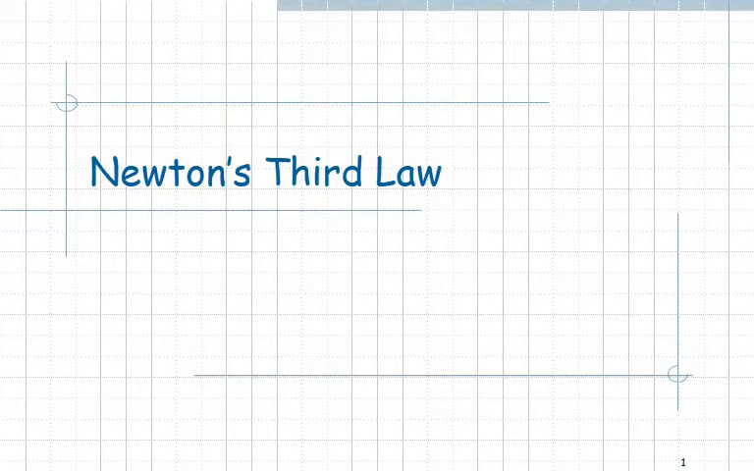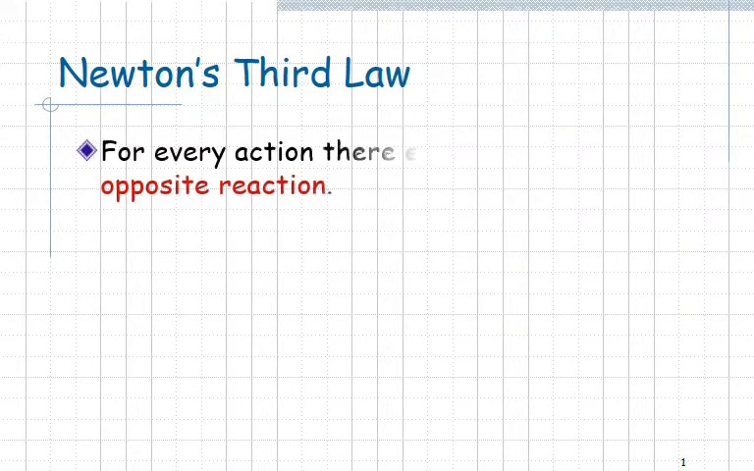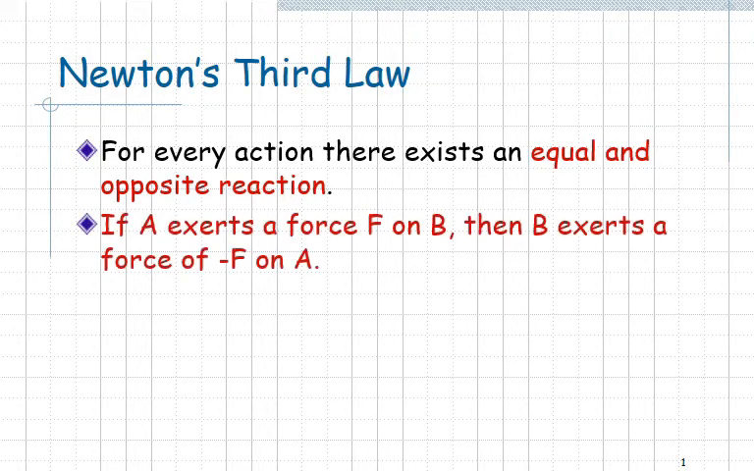So now we're ready to talk about Newton's third law, and this is the third out of the three of Newton's laws of motion. The third law is the one that's a little bit easier to remember, probably. For every action there is an equal and opposite reaction. So if object A exerts a force on B, then B exerts a force of negative F on A.